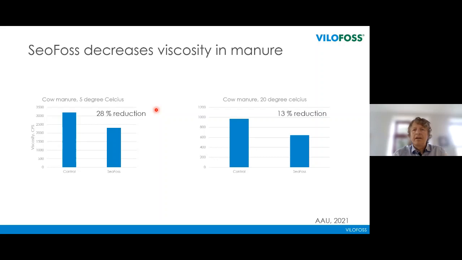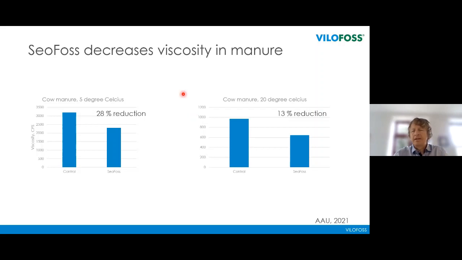Looking into the cow manure, first of all, we can see that the values are now much higher compared to the swine manure. We could also see that we have an effect of the temperature. On the 5 degrees Celsius test here, we are at around 3000 centipoise, and at the high 20 degrees Celsius, we have a much lower viscosity.